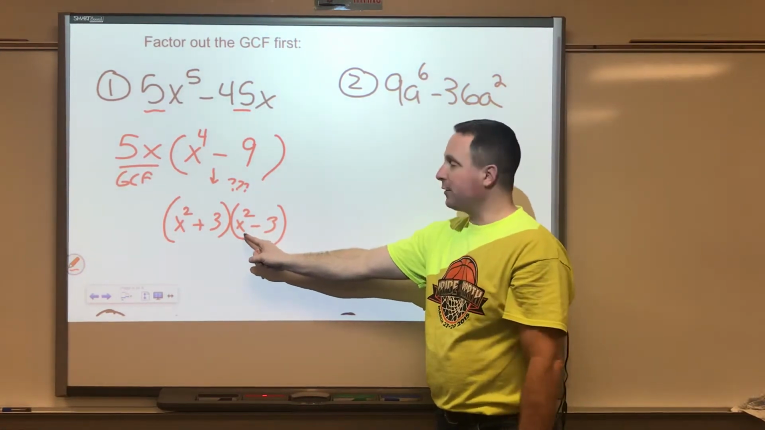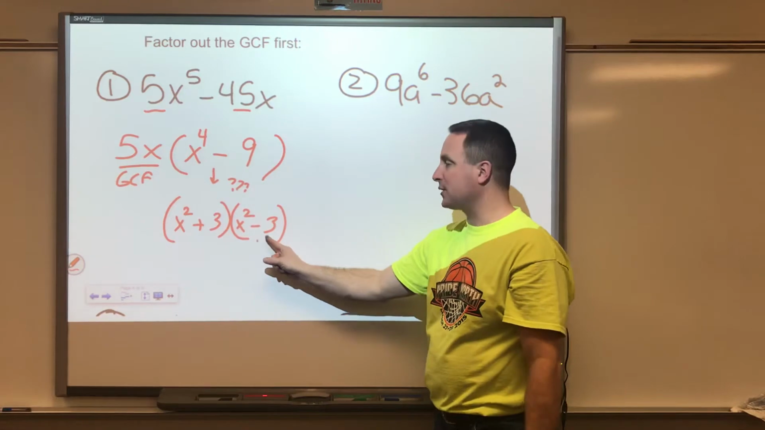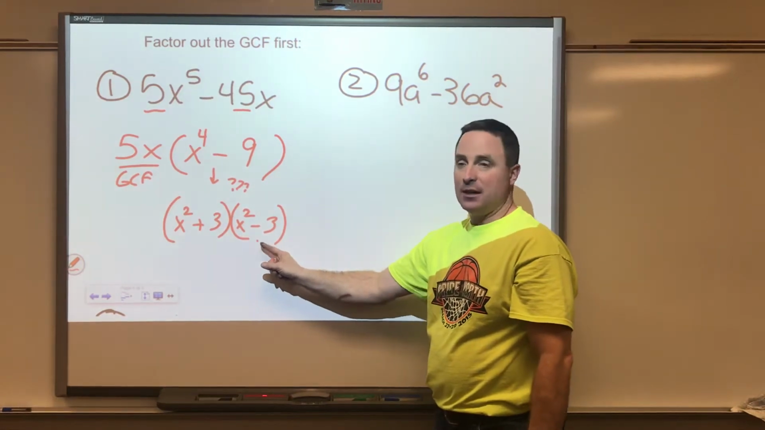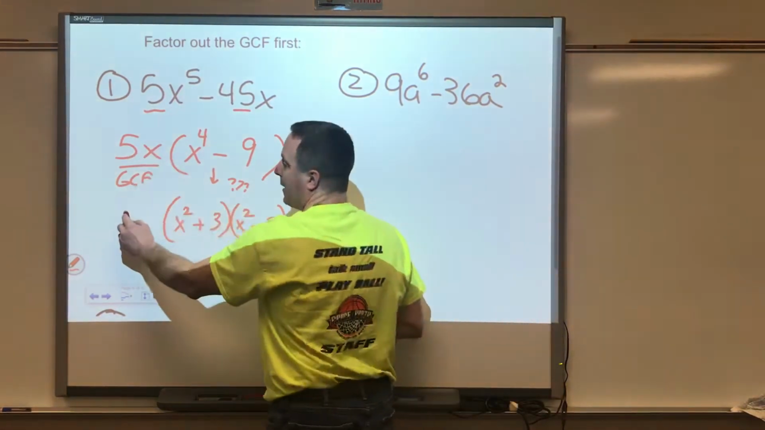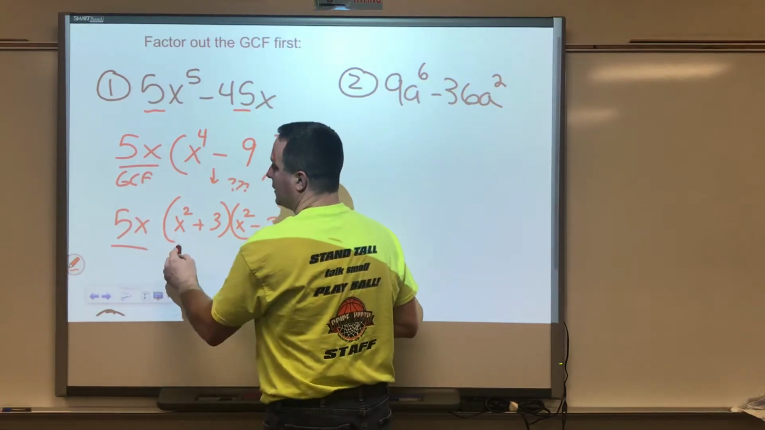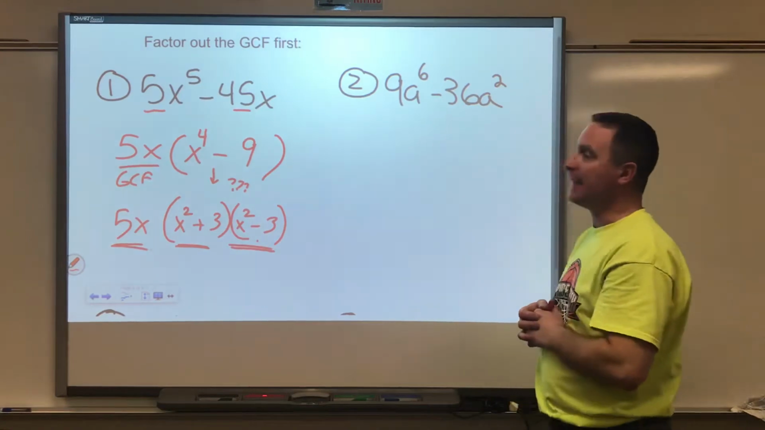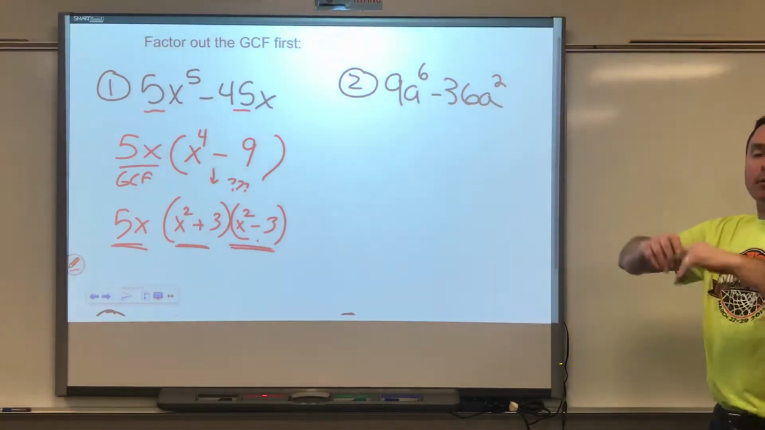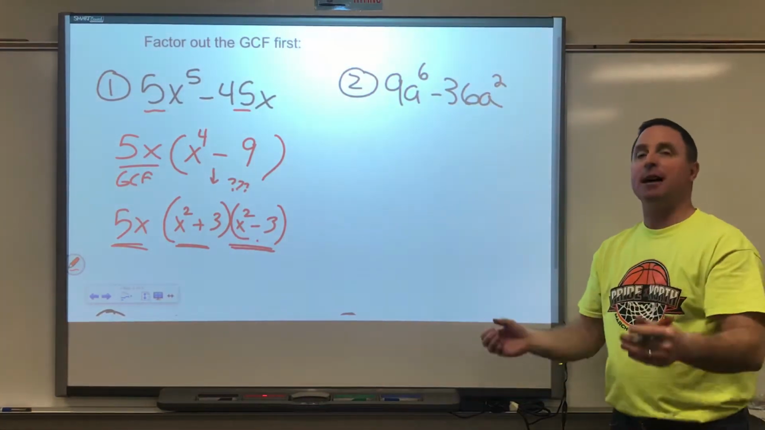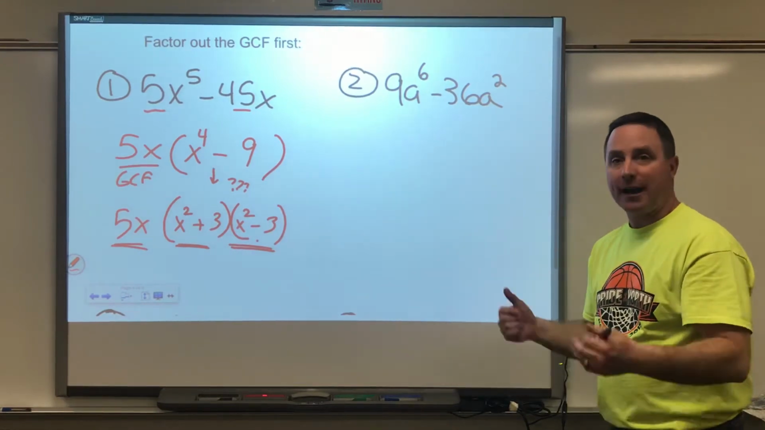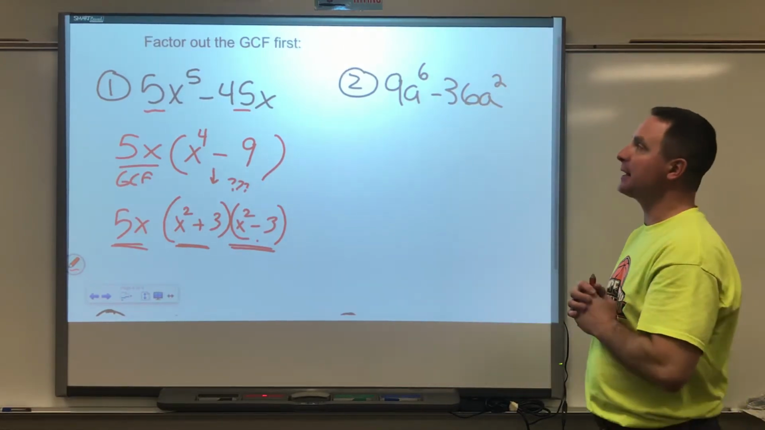But I can't go any further here because x squared is a perfect square, but 3 is not. So that's the end of the road. And the 5x up here just comes along for the ride. And we end up with 3 parts to our answer again. But we're going to try and continue to factor things, to break them down and break them down, and factor as much as we possibly can.